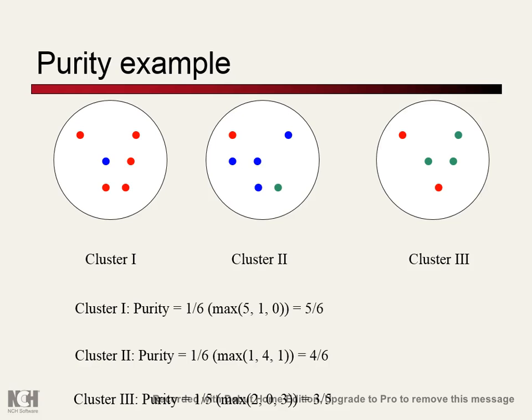There are totally 6 points, and who is the majority? The blue point, right? The blue point is dominant. So we can treat this cluster as belonging to the blue cluster. Then we just count. Totally there are 6 points, and 5 belong to the correct one. For the purity, it is 5 over 6.